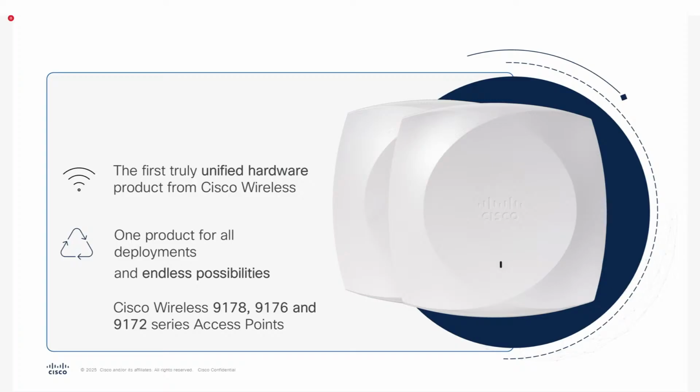First we started off with Wi-Fi, and since I've done this a few times, I'm going to go quickly through the Wi-Fi, but we started off with the 9178 and the 9176 back in November. We launched the 9172 access points in February, and these are truly unified hardware, so we no longer have to order an MR product for Meraki dashboard and a Cisco AP for Catalyst Center, right? You order this one SKU. Also, it crosses regions, so you don't have to worry about what region you're in. You order this one AP, and you can use it in whatever region you're in, however you want to manage it. So one product for all these possibilities, right?